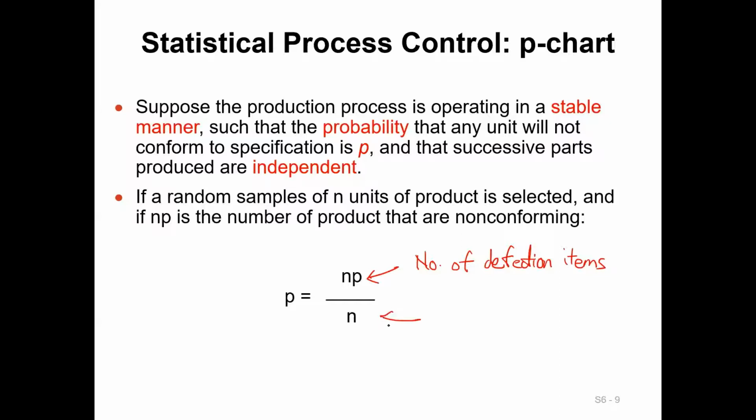N is the sampling size. So when you divide NP by N, you will get P. So P is the ratio of the defective items. That's the reason we say that the P-chart is measuring, presenting, or reflecting the defective items in terms of ratio or proportions. Okay.